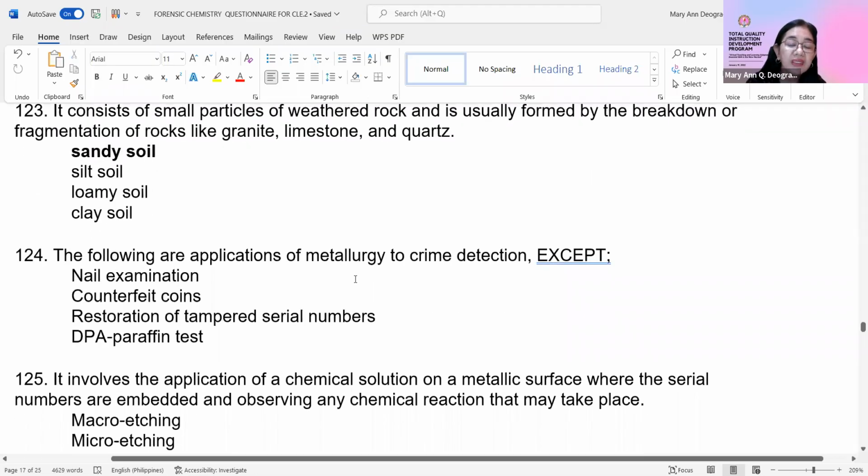Which of the following is the exception? Siyempre, DPA.